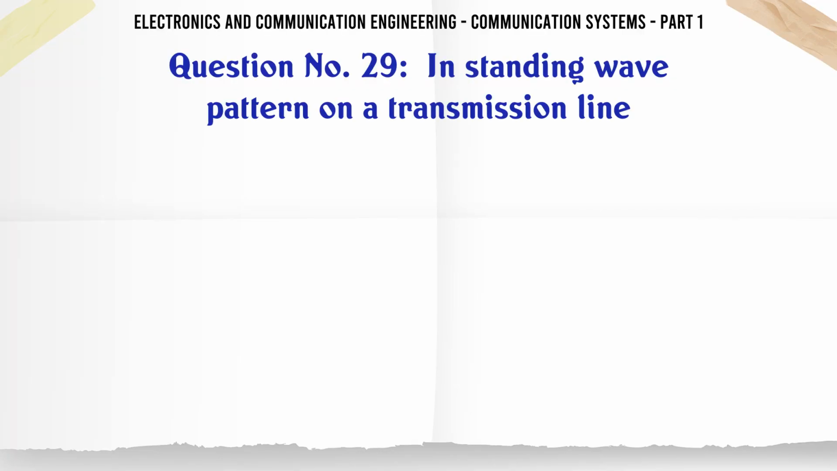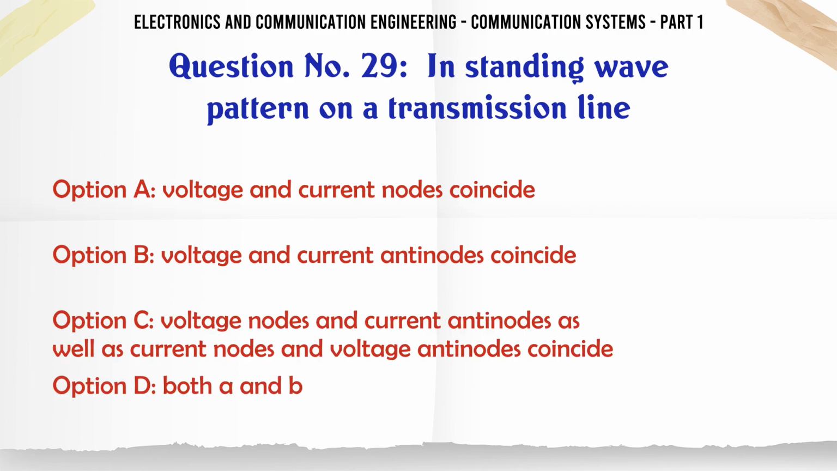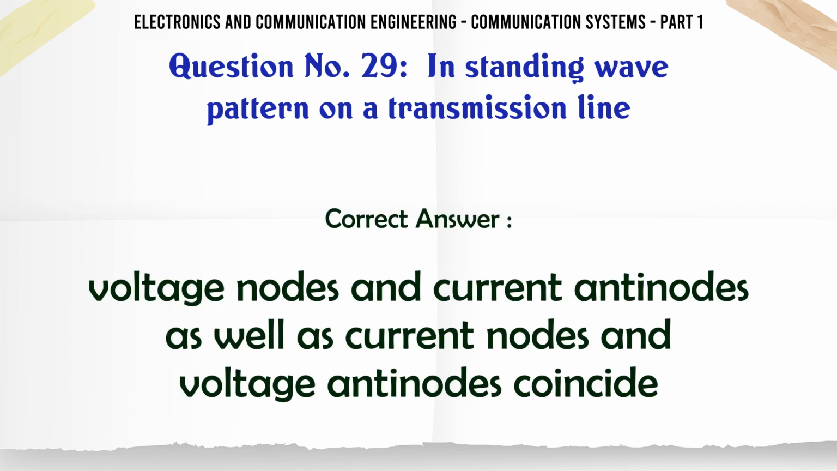In standing wave pattern on a transmission line, A. Voltage and current nodes coincide. B. Voltage and current antinodes coincide. C. Voltage nodes and current antinodes as well as current nodes and voltage antinodes coincide. D. Both A and B. The correct answer is voltage nodes and current antinodes as well as current nodes and voltage antinodes coincide.